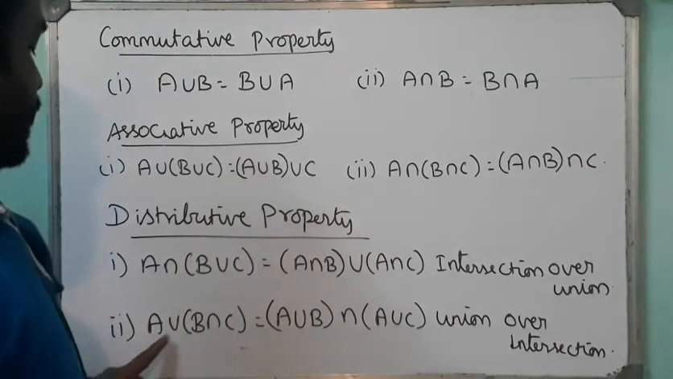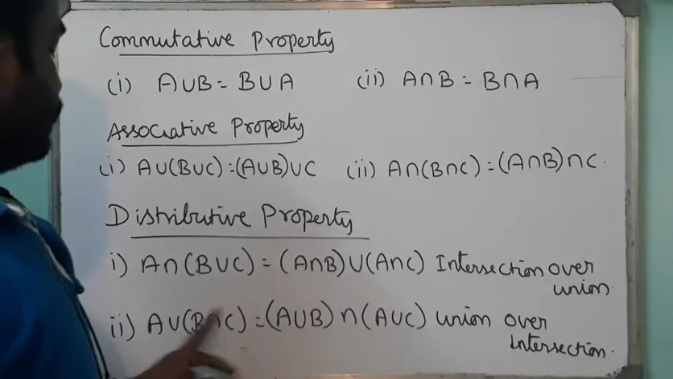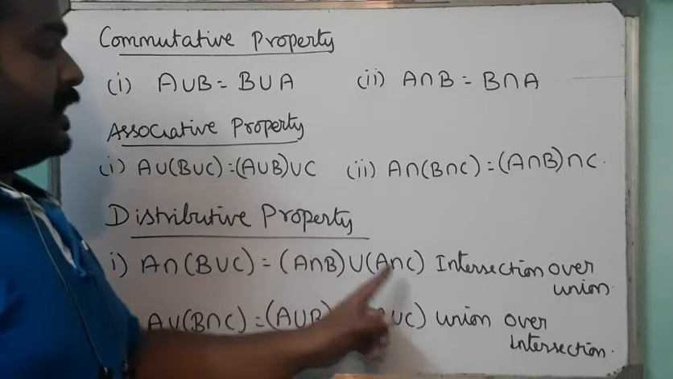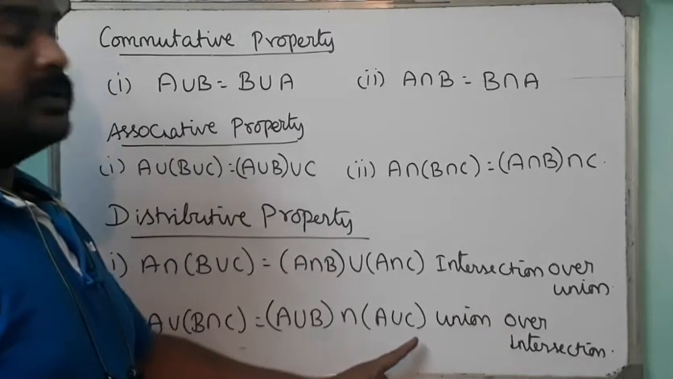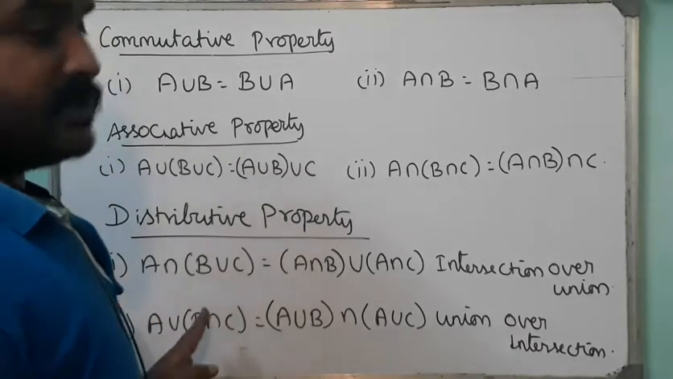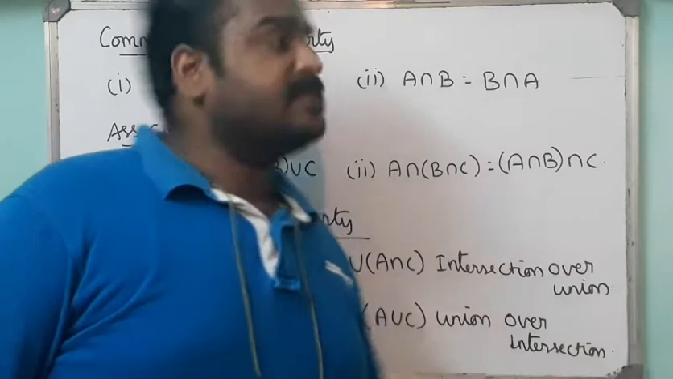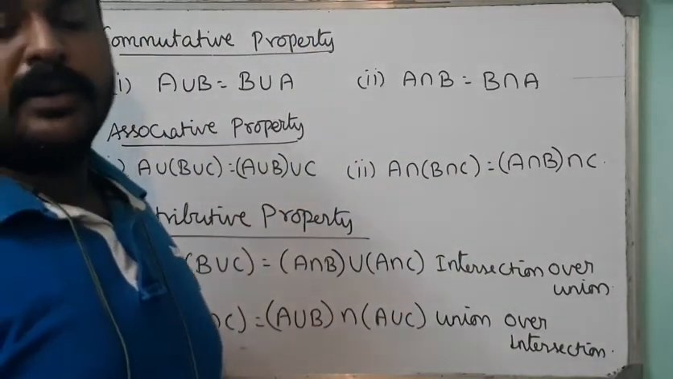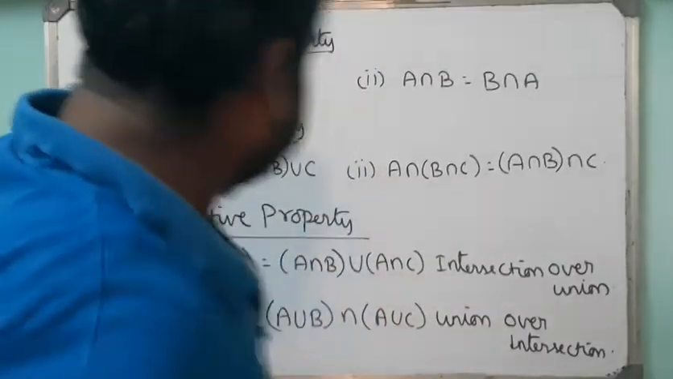Then the last one, A union (B intersection C) equal to (A union B) intersection (A union C). This is intersection over union, and this one is union over intersection. So clear with the idea? Now we are going to solve the sums based on these properties, and before that we will also see some important points which are given in your book.